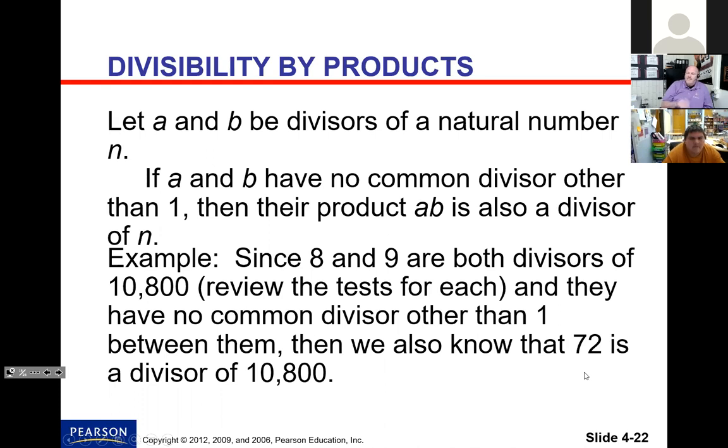So then what happens is if you multiply those numbers together, 8 times 9, you get 72. What that means about 72 is it's also a divisor of 10,800. It's called divisibility of products. It's kind of a neat way of doing math, right? So let me give you an example. Let's look at the number 80. 4 and 5 are both divisors of 80, right? 80 divided by 4, 80 divided by 5, both work. Now, take 4 and 5 and multiply them together. You get 20. So does that mean 20 is also a divisor of 80? Yeah, it's a neat rule.